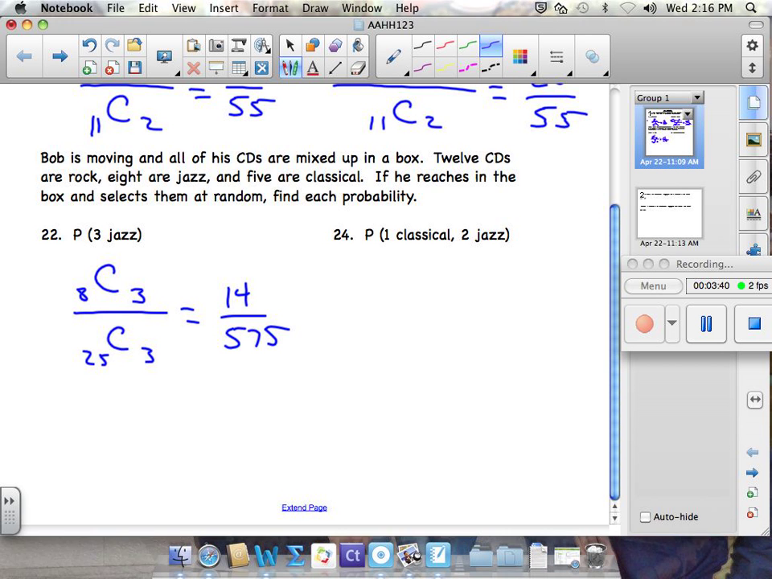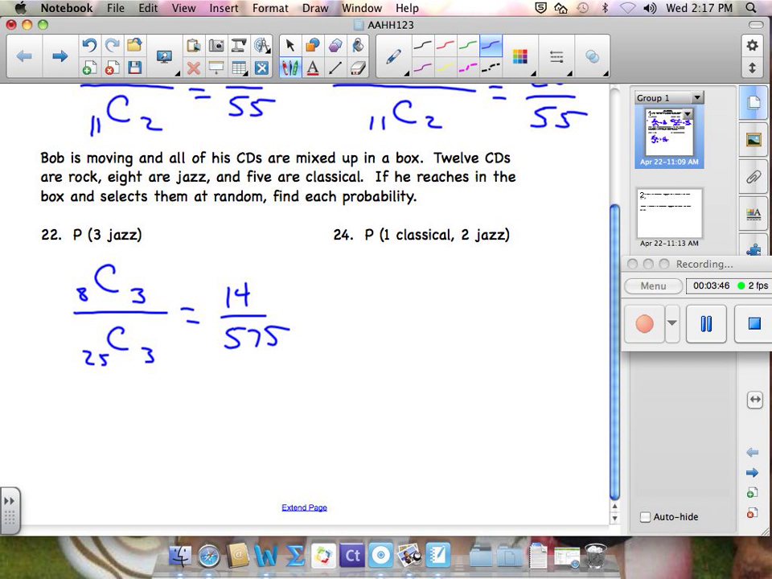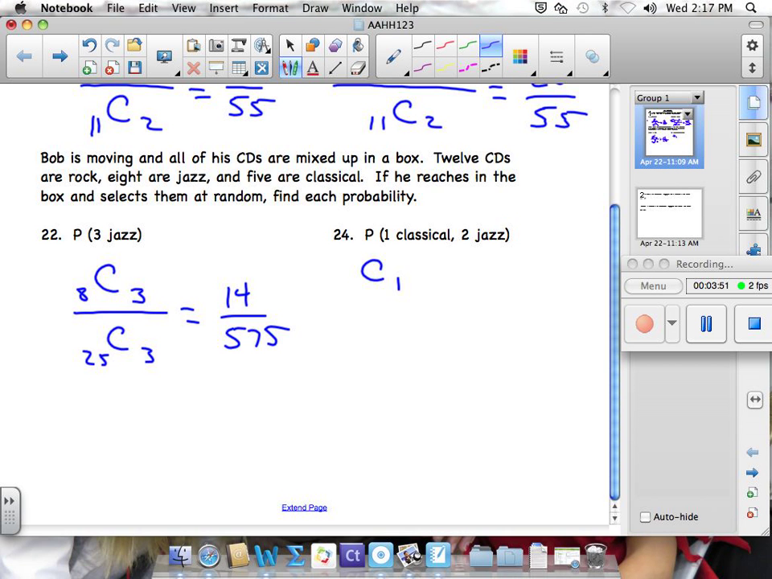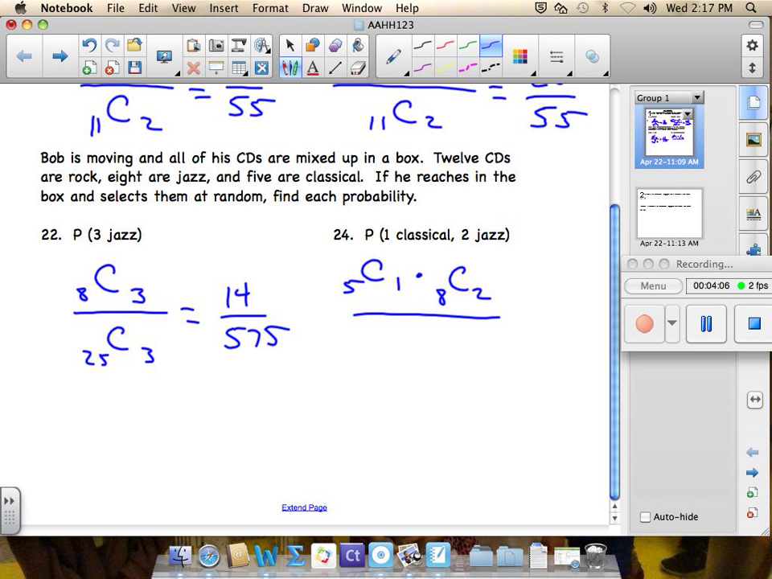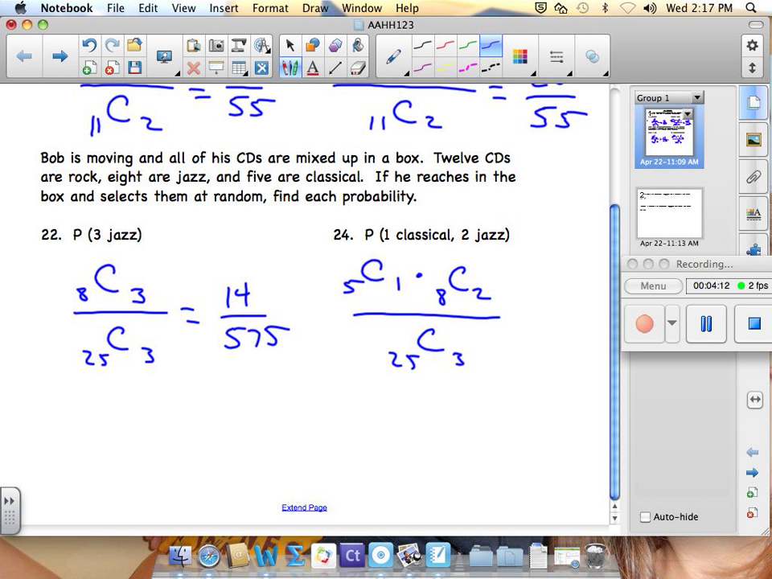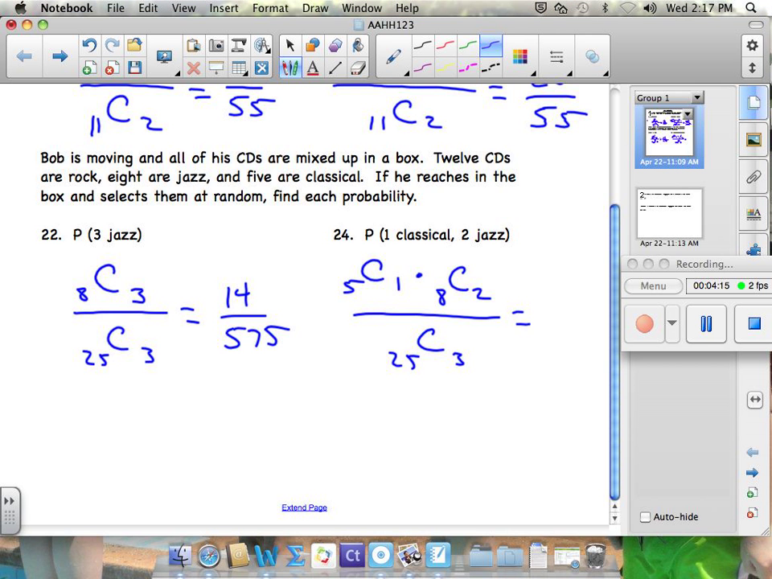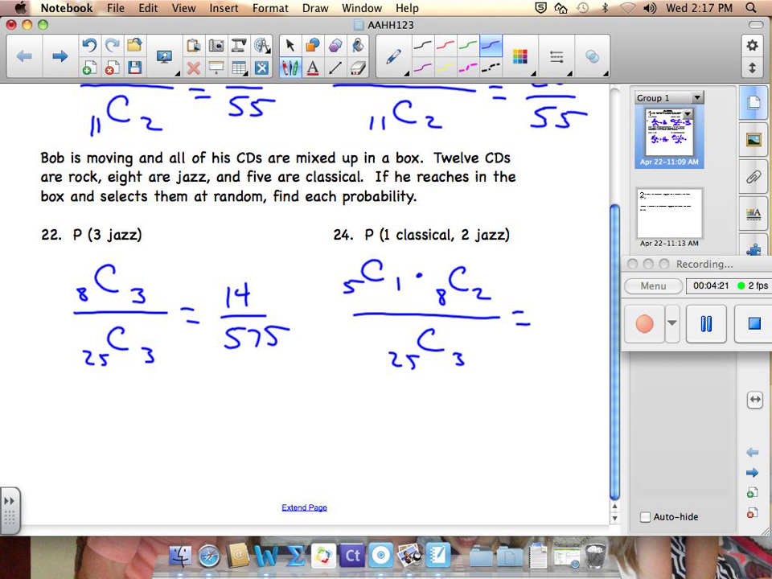24, what is the probability of 1 classical and 2 jazz? Well, it's kind of like 1 male and 1 female kitten from before. I'll start with the probability of a classical. Order doesn't matter, so it's a combination where I'm choosing 1 of the 5 classical CDs. Then 2 jazz, another combination where I'm taking 2 of the 8 total. What do we do with each number? We multiply them together. The total would still be taking 3 out of 25. Our fraction, when we divide what we want to have happen by what could happen, gives me a total of 6 over 115.